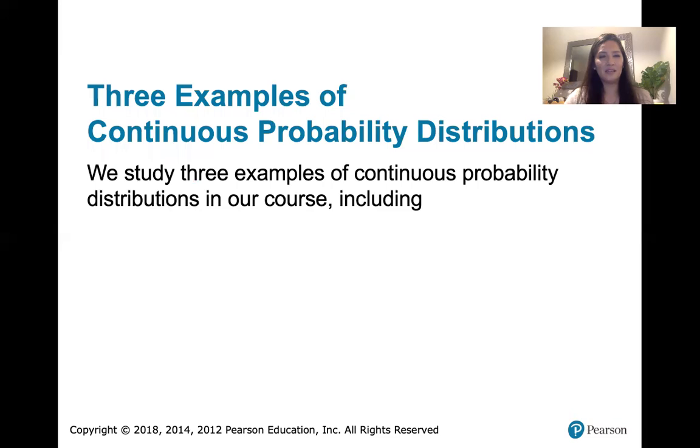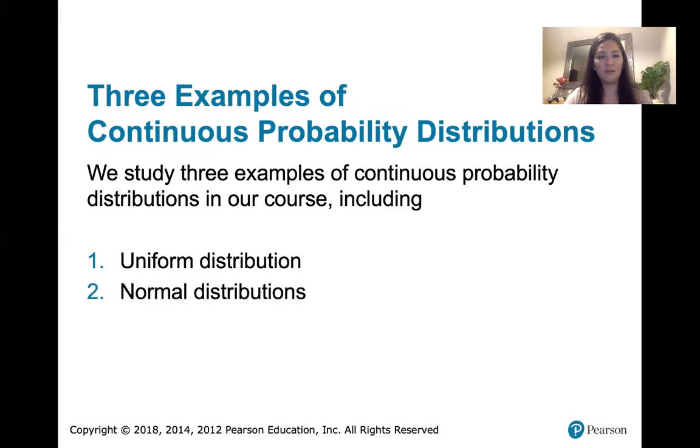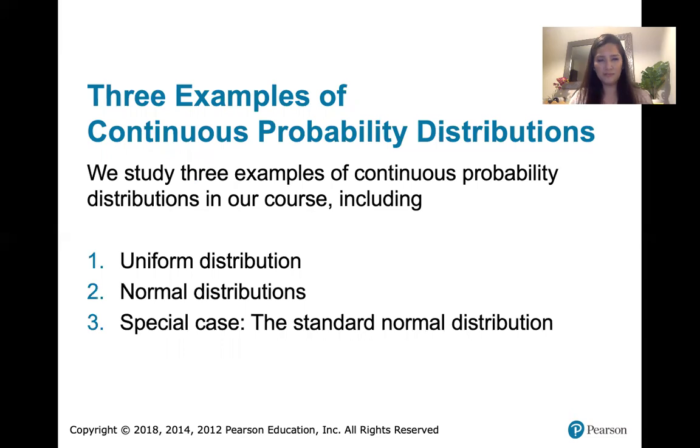Now, in this chapter, we're going to talk about 3 types of continuous probability distributions. The first is the uniform distribution, which we'll describe in this video. Next, we'll talk about normal distributions in general, and then we'll talk about the special case of the standard normal distribution. That is the primary topic of lesson 6.1, although we talk about uniform distributions as well.